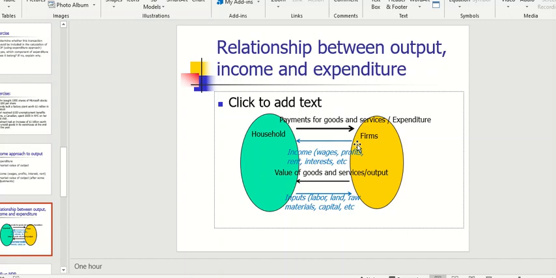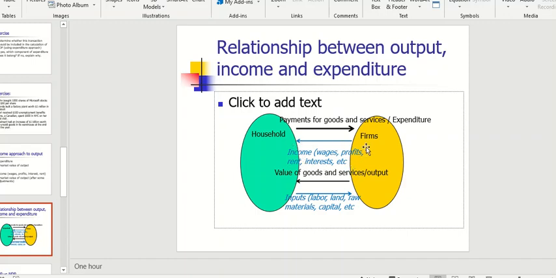One thing that we tend to forget is business owners are also household members. Okay? Business owners do run firms, they produce goods. However, they are also household members. So they will also receive income or earn income.